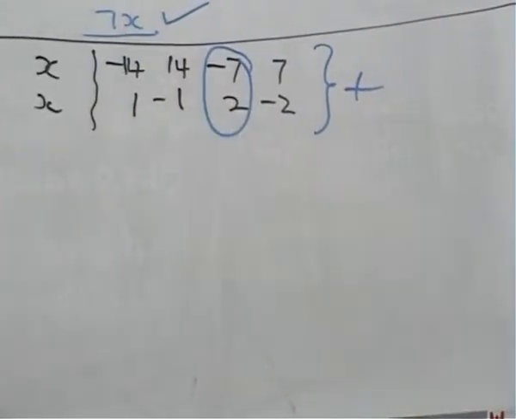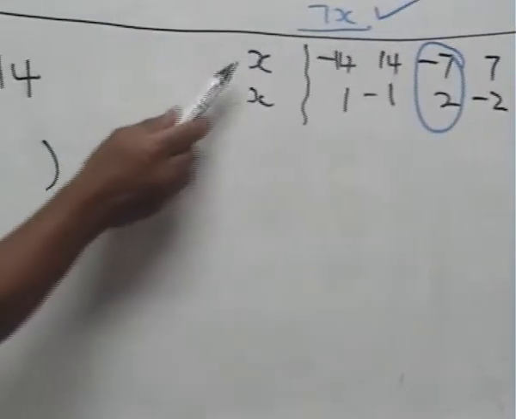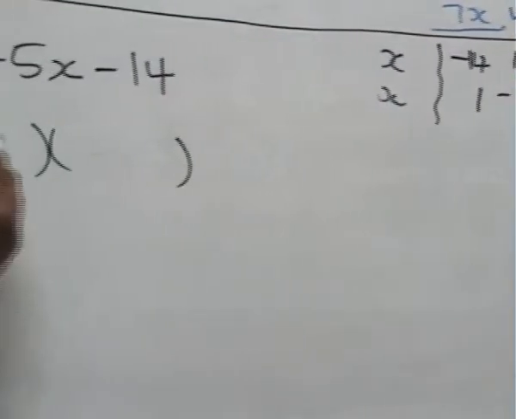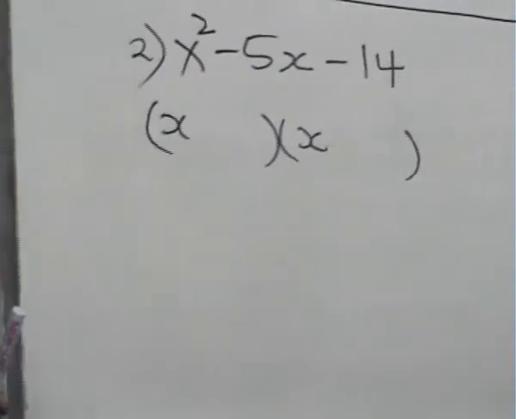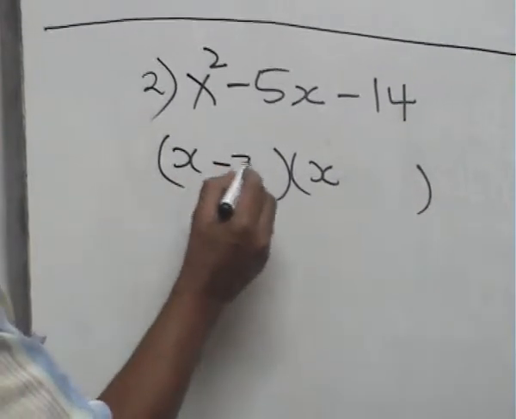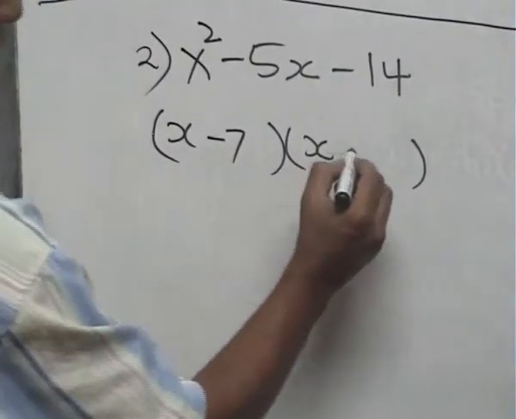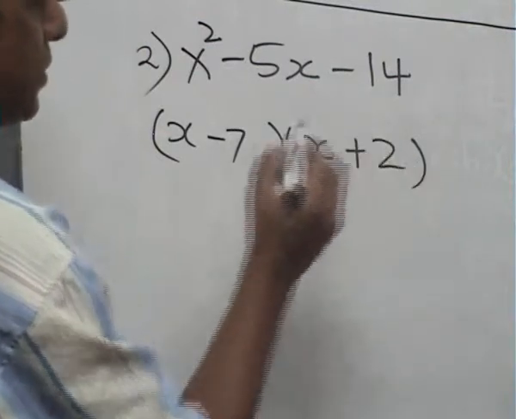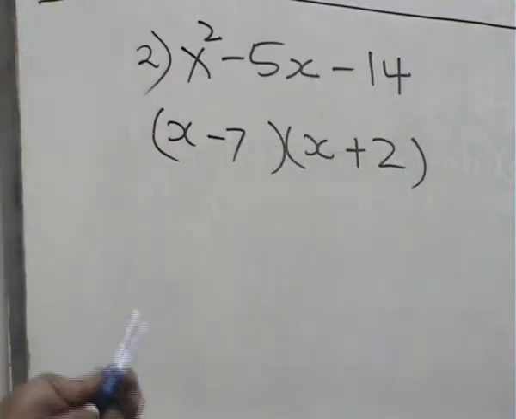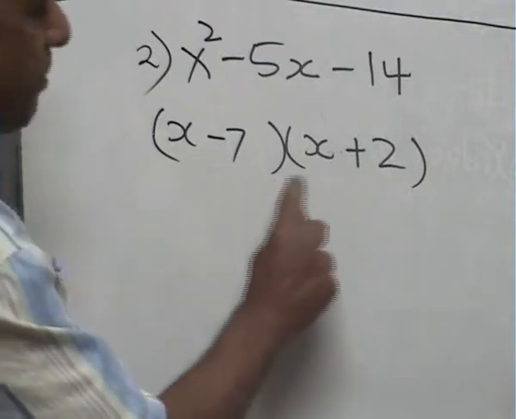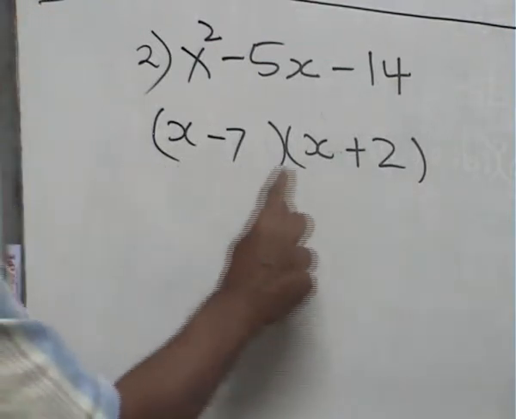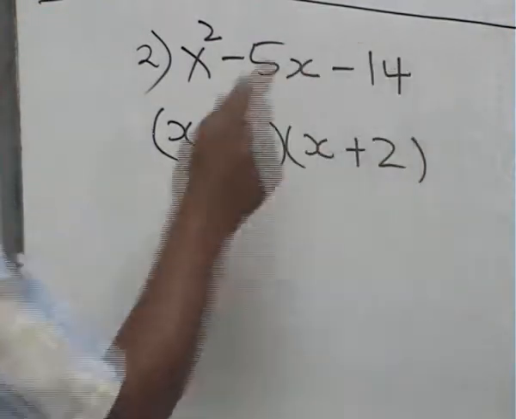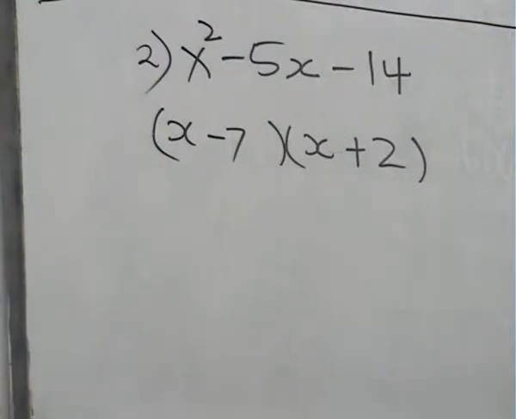So that's my choice. In the front of the brackets, you write x and x. And in one bracket, you put minus 7. In the other bracket, you put plus 2. And then when you test this out, if you do products step by step, you will see that you get that answer over there. Alright, so those were two examples.